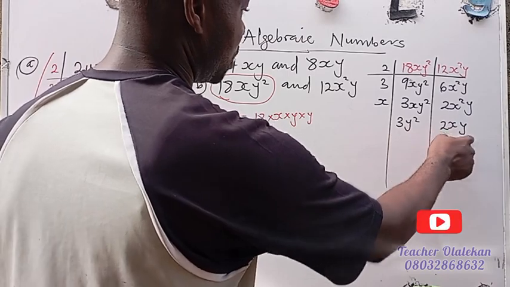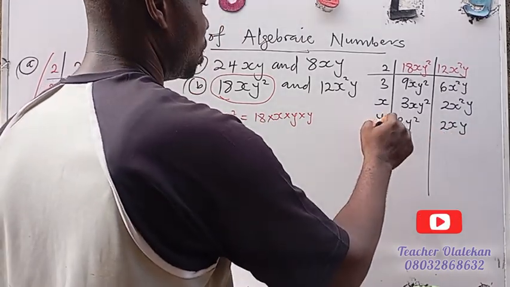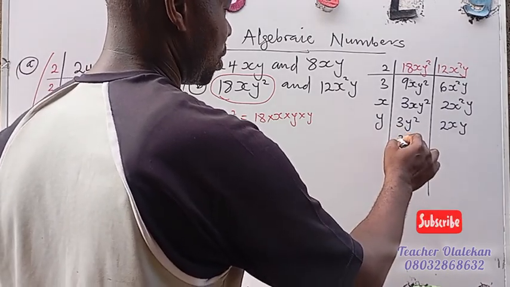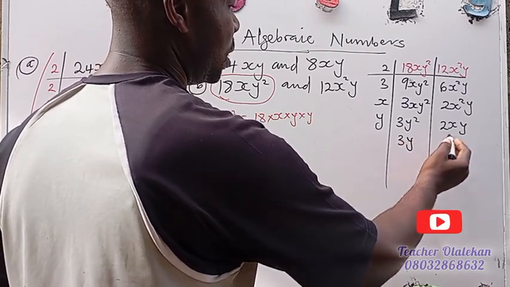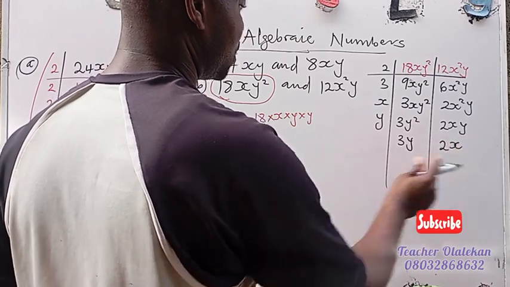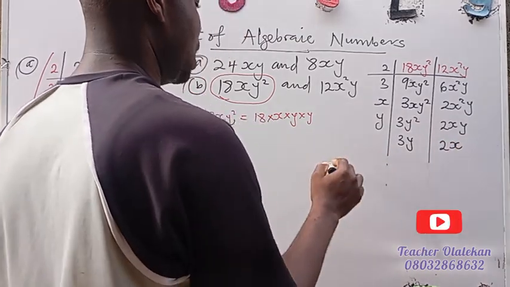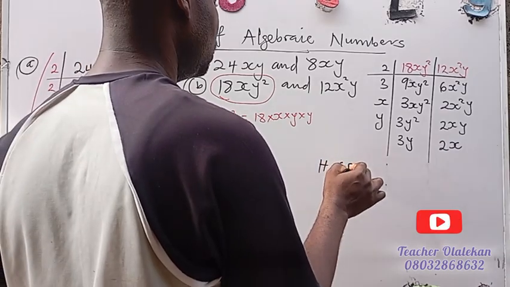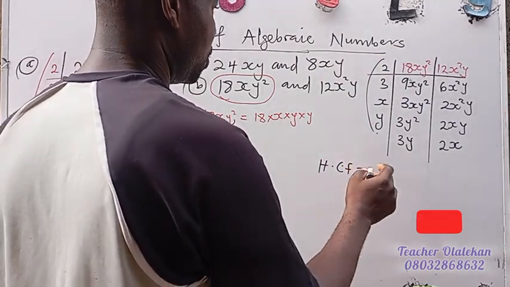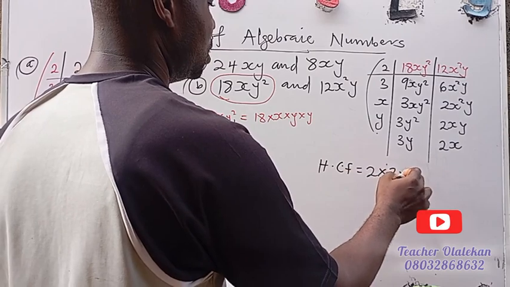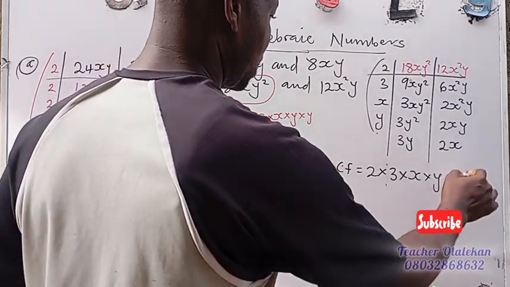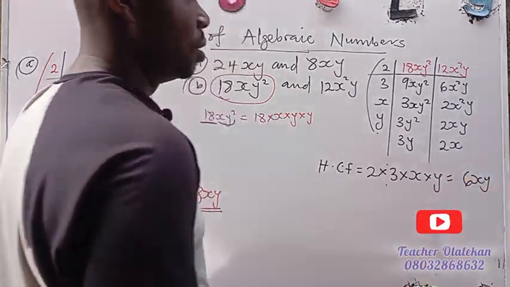This is y squared and this is y. So we use y now. One of the y's here is cancelled, which becomes 3y, and the y here, which is 1, is off, leaving 2x. So the HCF is the product of these. We multiply them: 2 times 3 times x times y, and that becomes 6xy. So that is the final answer.